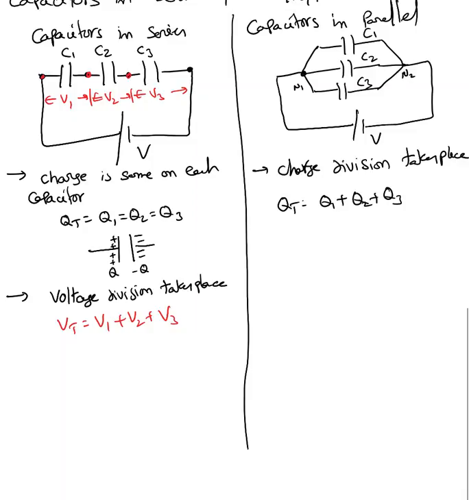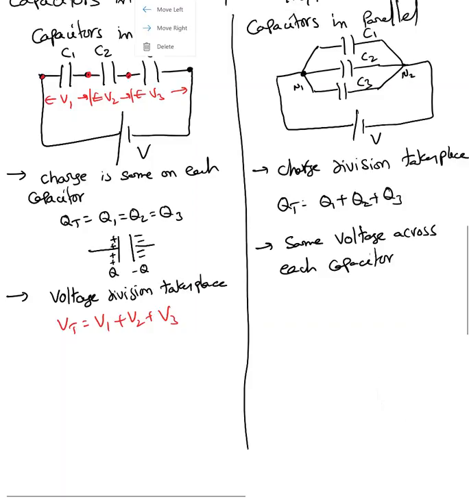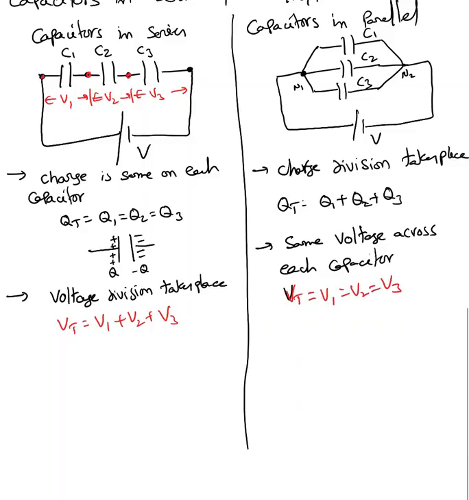Now when it comes to parallel, we have the same voltage across each capacitor. So V total equals V1 equals V2 equals V3. The voltage across each capacitor is V1, V2, V3.